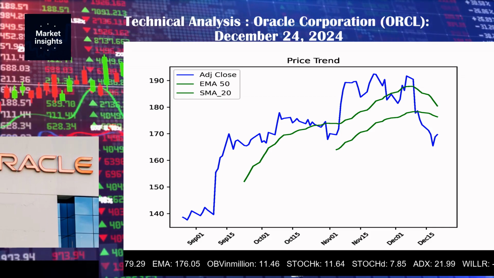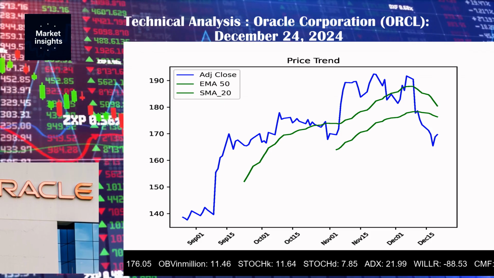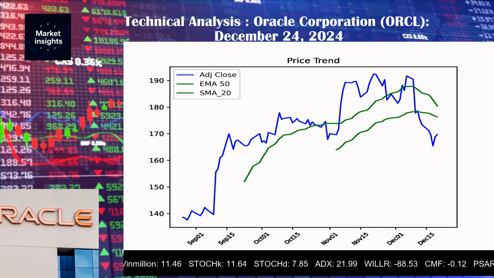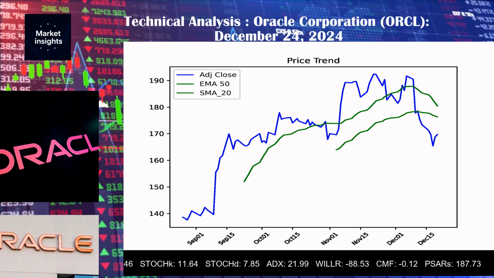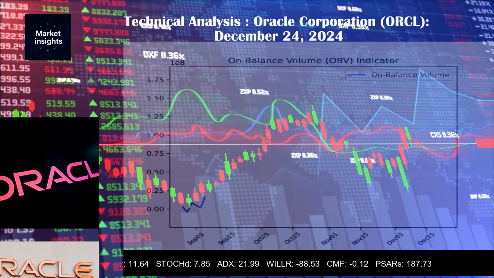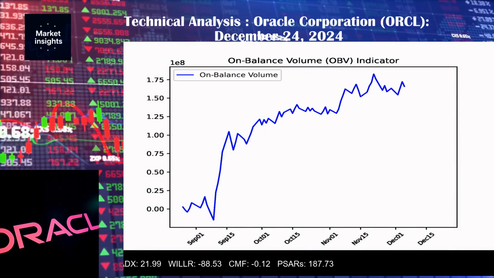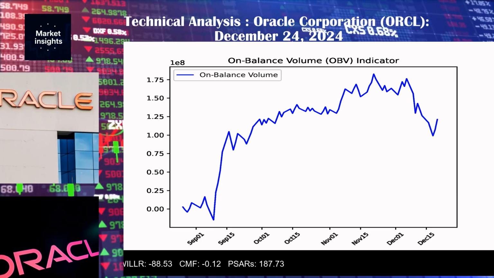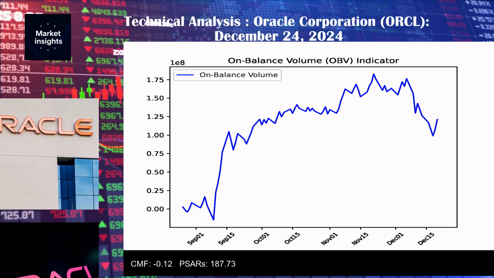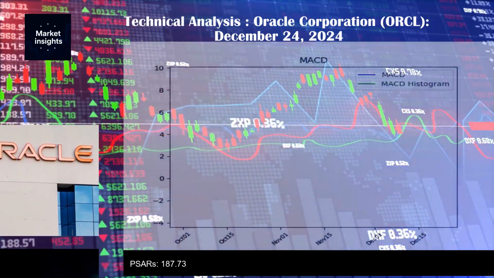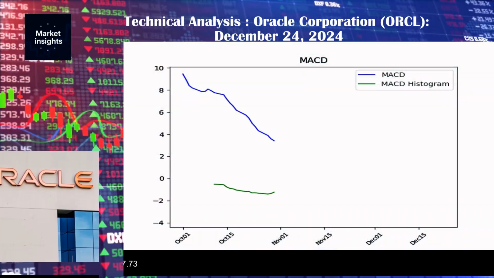$169. The death cross pattern, where the 20-day SMA crossed below the 50-day EMA, is a bearish indicator, suggesting potential further decline. The second chart, on balance volume, seems to echo this sentiment. Precisely. The declining OBV since mid-October indicates that selling volume is outpacing buying volume. This suggests that bearish sentiment is gaining traction.